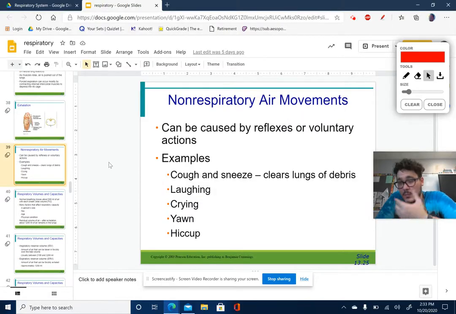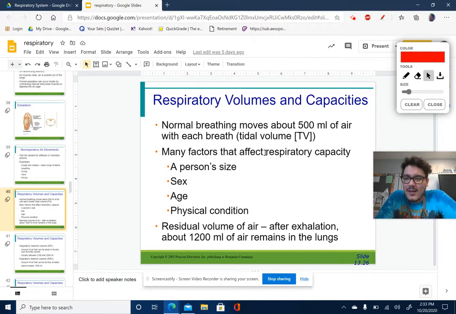Here, we were talking about non-respiratory air movements in our last video. So let's continue onward, and now we're going to be talking a little bit of math. I know math tends to freak people out, but this is really simple stuff. So let's talk about respiratory volume and capacity.